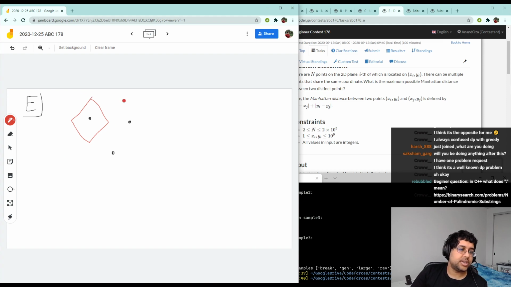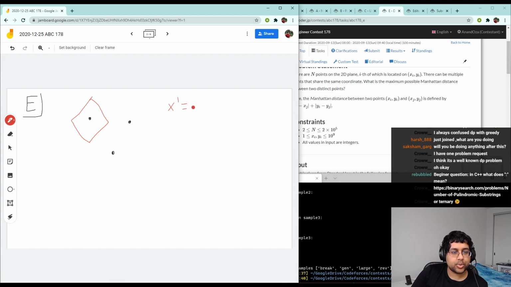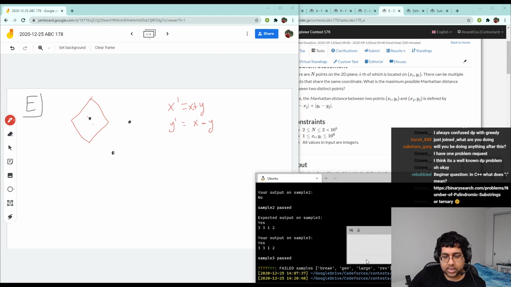So this gives us the idea of rotating all the points and doing a coordinate transformation. Our transformation would be x prime equals x plus y, and y prime equals x minus y, or something like that. Yeah, I think that's what we do. We want to rotate the plane 45 degrees, and once we do that, it's a simple matter of finding our minimum and maximum of our transformed x and y coordinates. So let's look at the code for that.